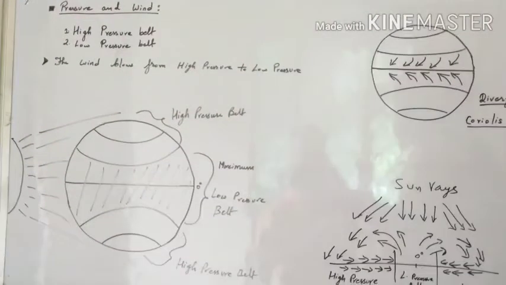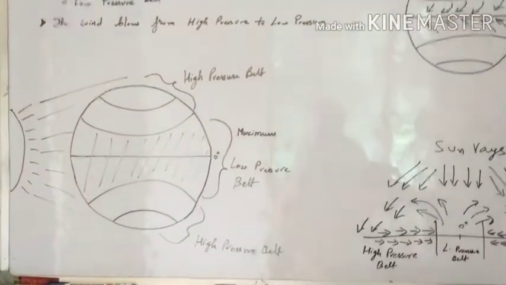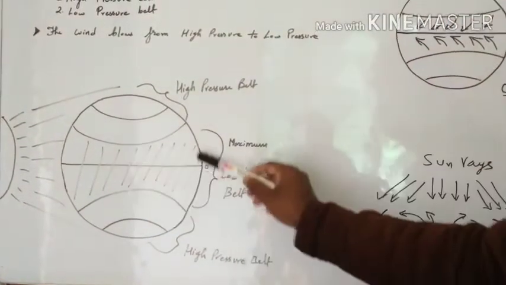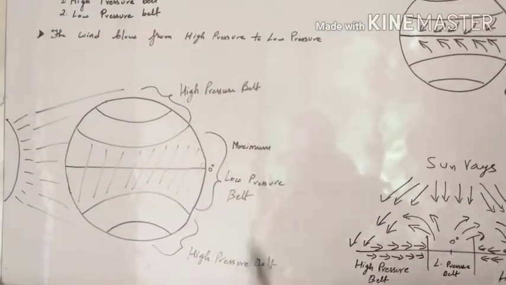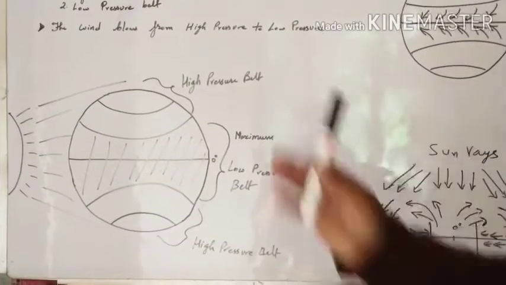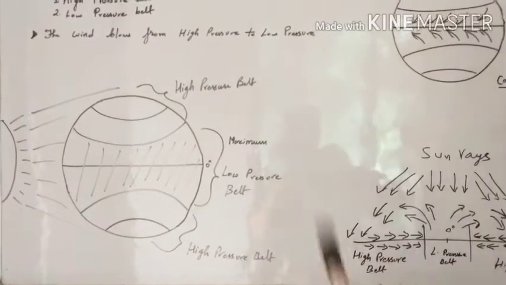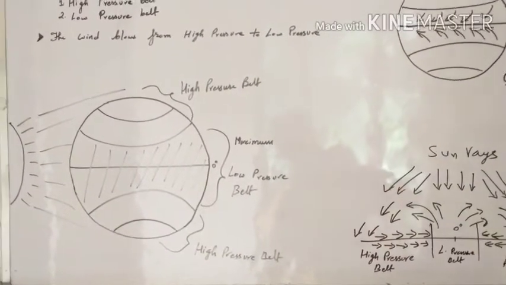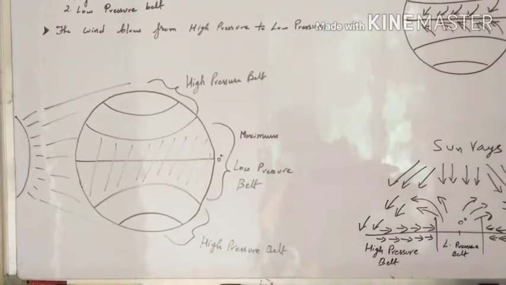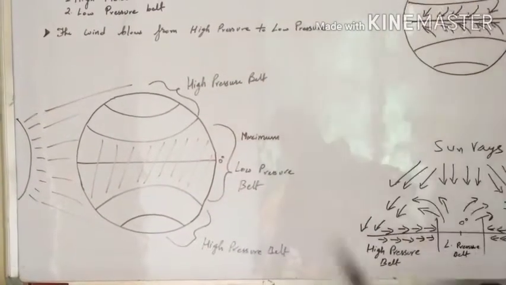When the sun rays fall on the earth, the maximum rays of the sun fall on the 0 degree latitude. That means this region, and it will hit this portion of the earth, that is near the equatorial region. This part will be heated up, and whatever air mass is there will rise up because it will get heated up and become dry.